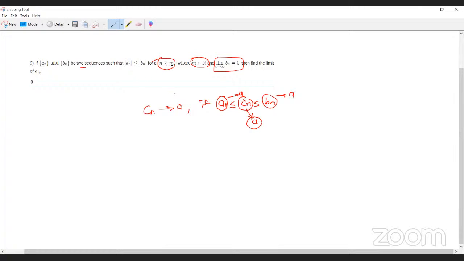Now here n is greater than or equal to m, right? So m belongs to the natural numbers, where m is greater than, and we find the value of m. So this is given to me, and I can write it as B_n greater than m, so that m goes to infinity. So how can I use this property?